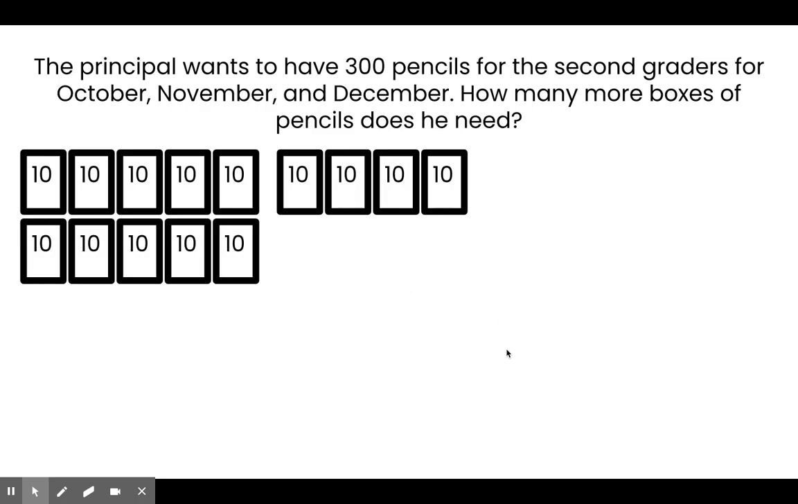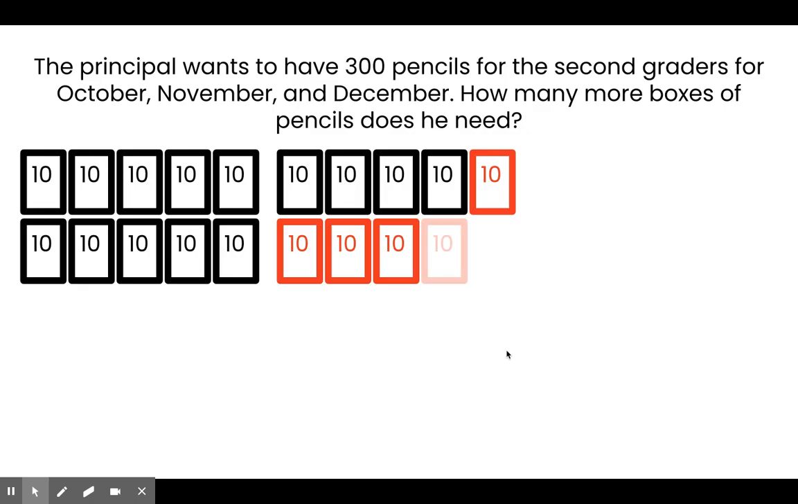140, count out loud with me. 150, 160, 170, 180, 190, 200. Now, you may have noticed I'm drawing my groups the 10-frame way. This will help me know how many I have. I'm at 200. I have one group of 10 tens here and another group of 10 tens here, 200. I need to get to 300. I can continue to count by tens, which is what I'm going to do.